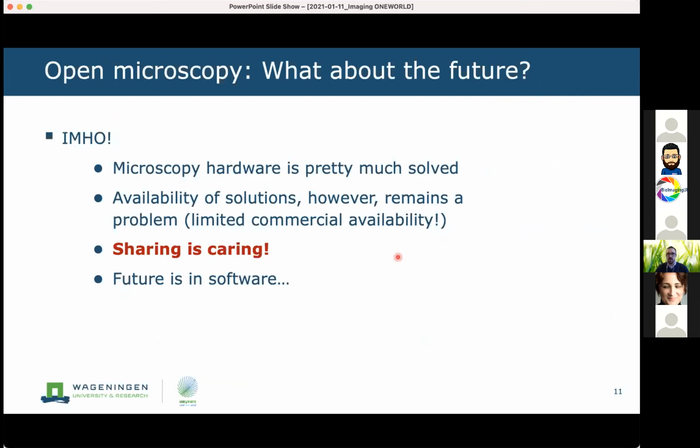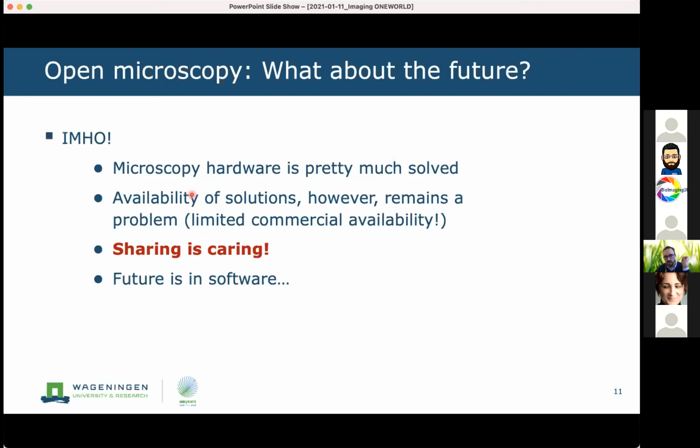Okay, now I would like to conclude the first part, the hardware part, and give you a bit of my opinion. You can agree or disagree, and I'm happy to discuss. In my opinion, a lot of this microscopy hardware, especially open, fluorescence-based microscopy hardware, is pretty much solved. You can get good implementations for all the things you want to do: autofocus, laser coupling, cameras, everything is available.